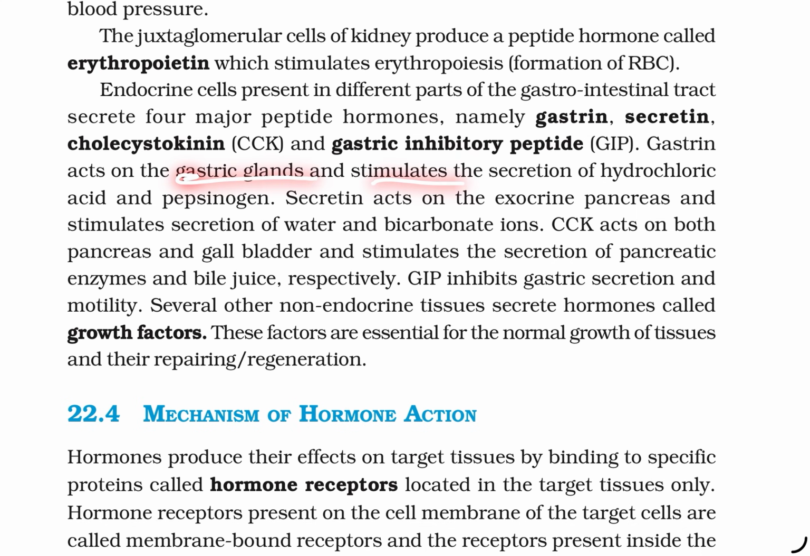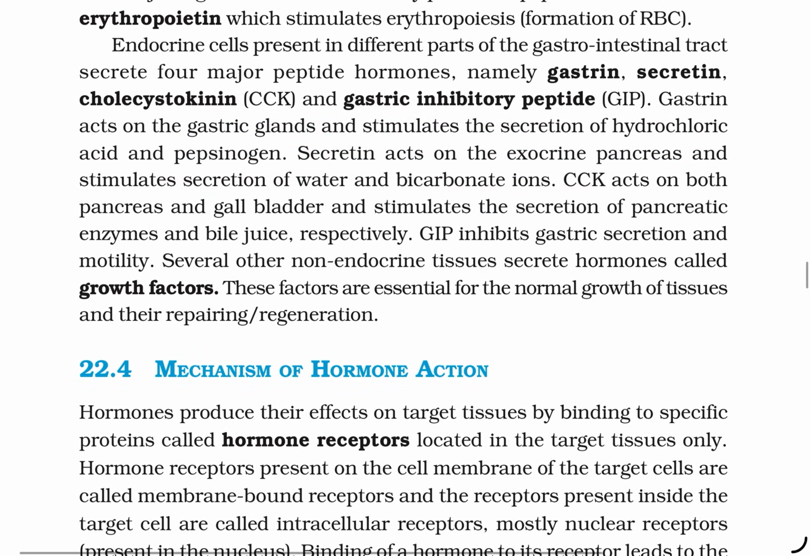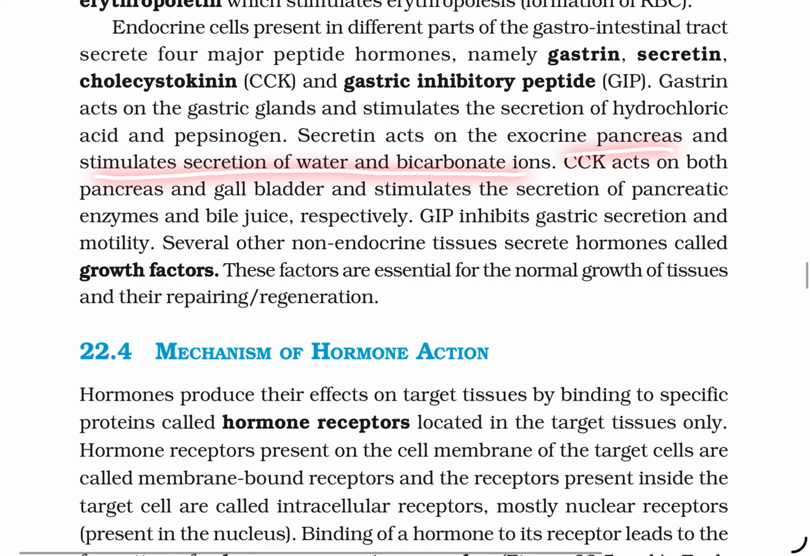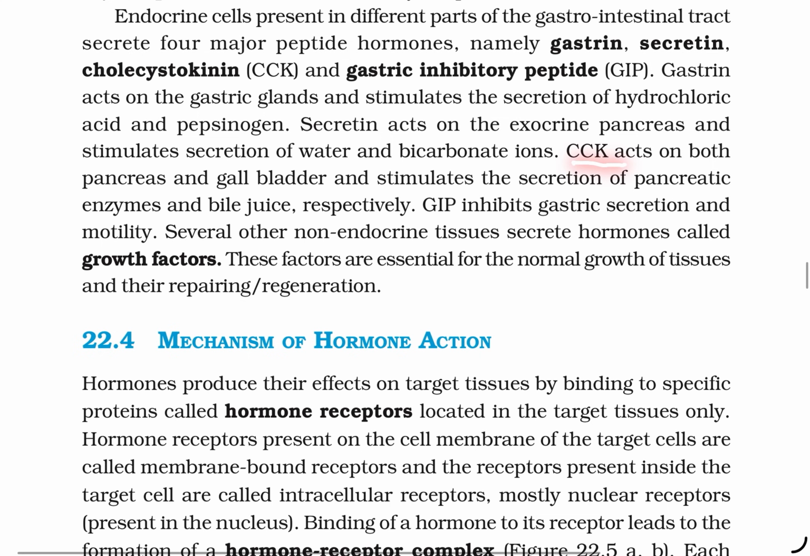Gastrin acts on the gastric glands and stimulates the secretion of hydrochloric acid and pepsinogen. Secretin acts on the exocrine pancreas and stimulates the secretion of water and bicarbonate ions. CCK, that is cholecystokinin, acts on both the pancreas and gallbladder, stimulating the secretion of pancreatic enzymes and bile juice, respectively.